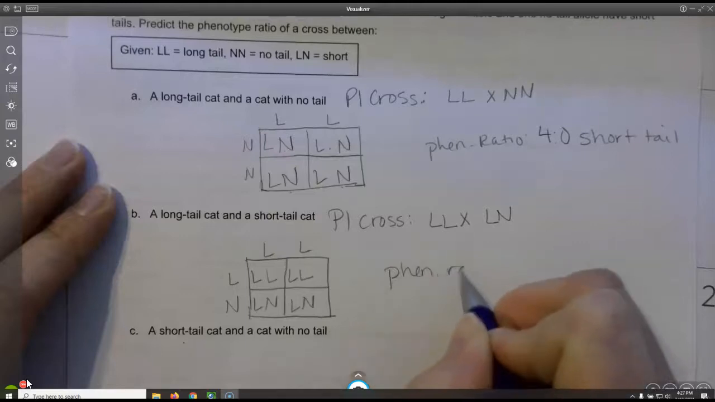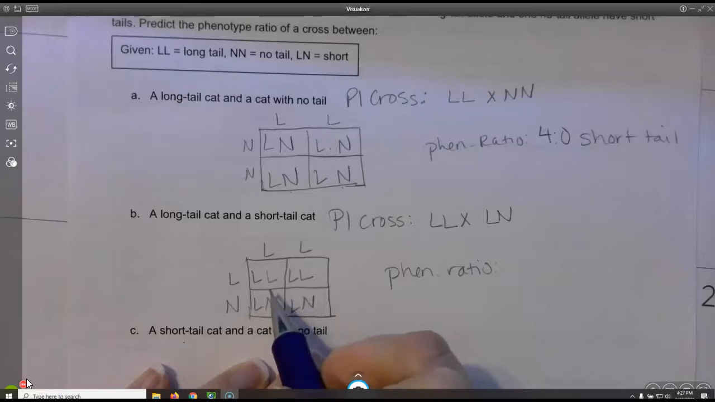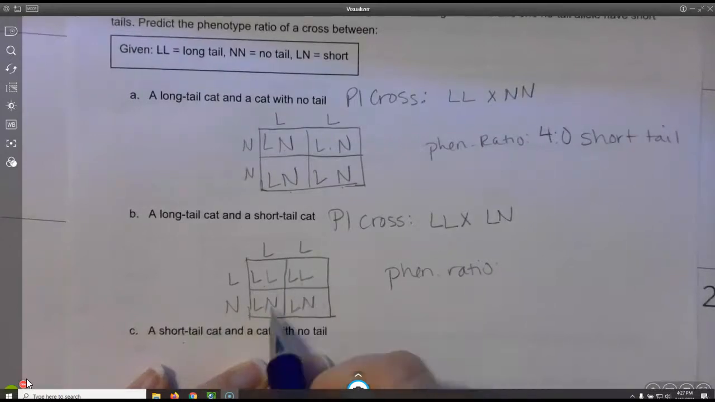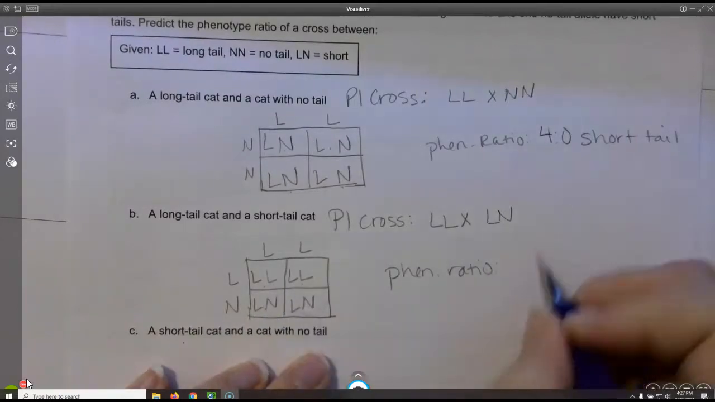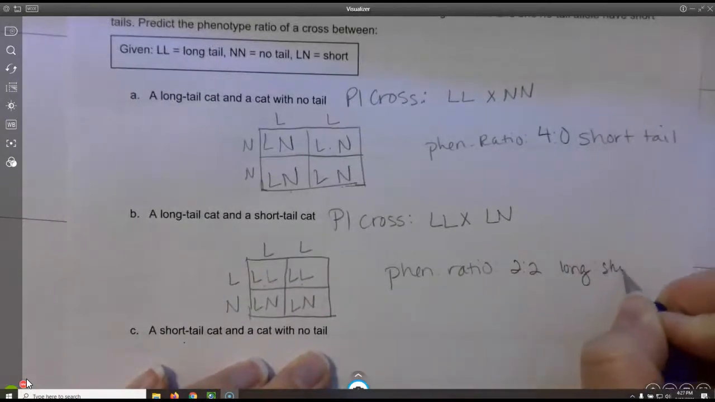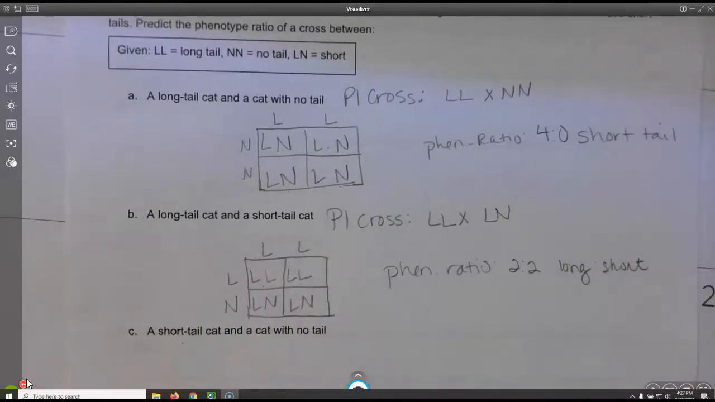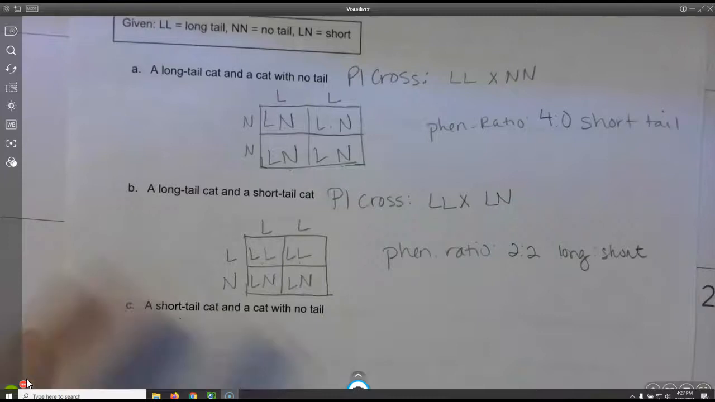Let's do our phenotypic ratio. Okay, so we have long tail, short tail, short tail. So we're 2 to 2, long to short tails. Sorry, you can write tail on there. You don't need to, though. Alright, so that's that one.